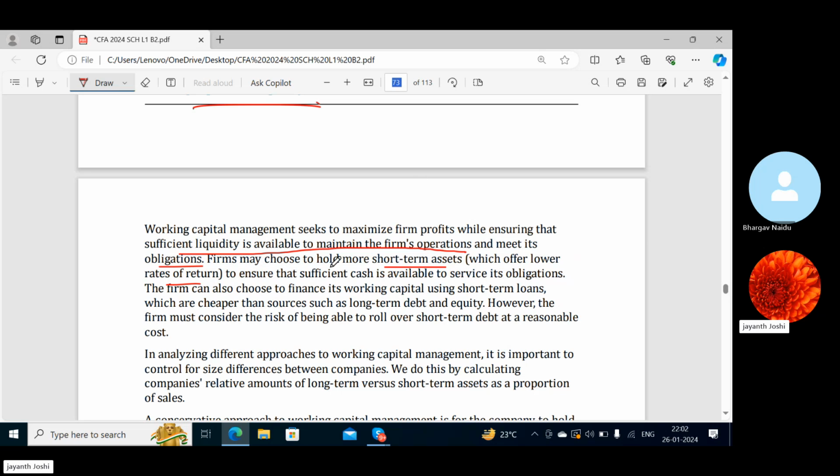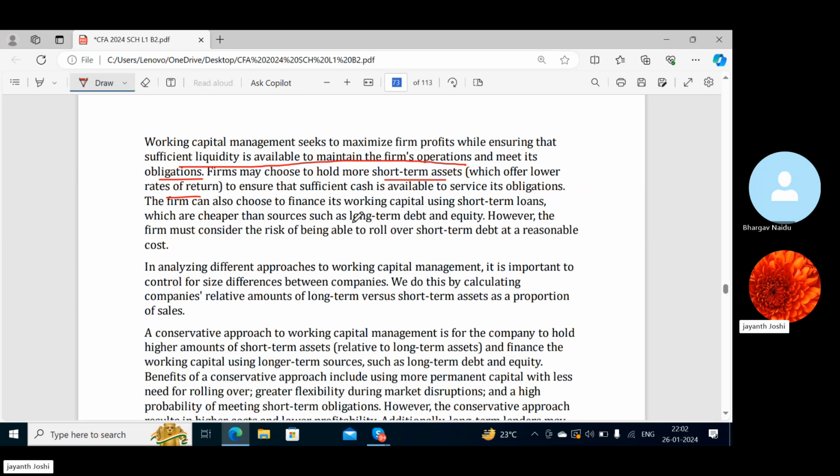And the firms may choose to hold more short-term assets to ensure that sufficient cash is available to service its obligations. Yes, and the firm can also choose to finance its working capital using short-term loans when time requires, which can be cheaper than sources such as long-term debt and equity because risk is more in this. So more cost, and this is the costliest one because at the end, of all the costs in the business, ultimately the owners are the ones who are going to bear the maximum cost.